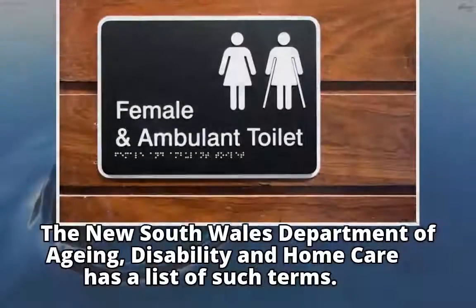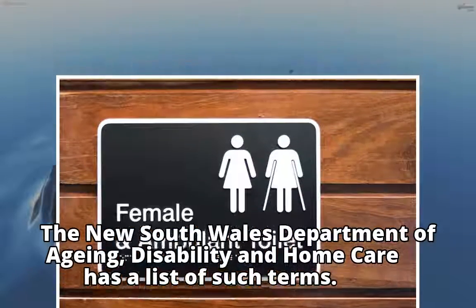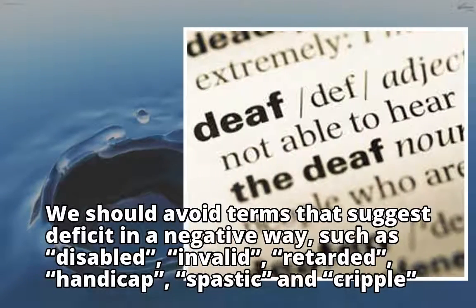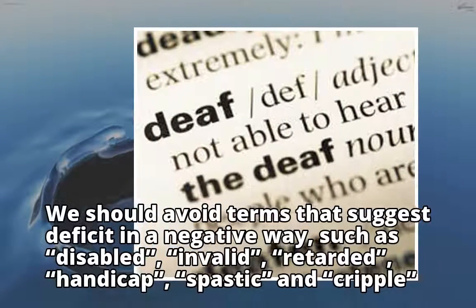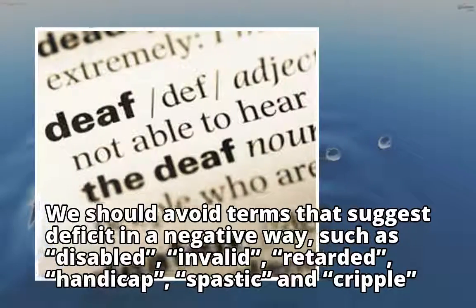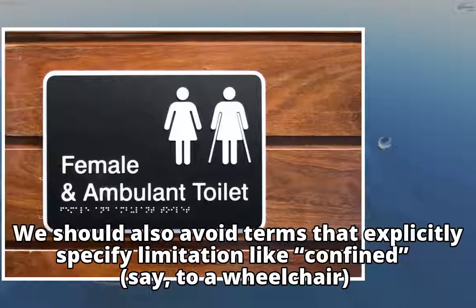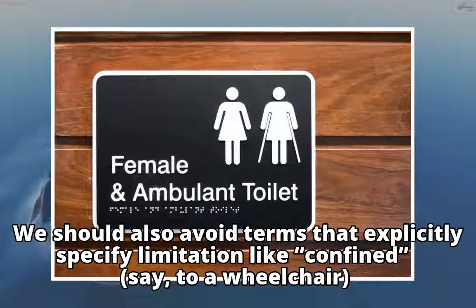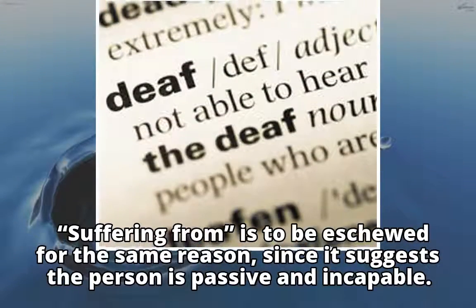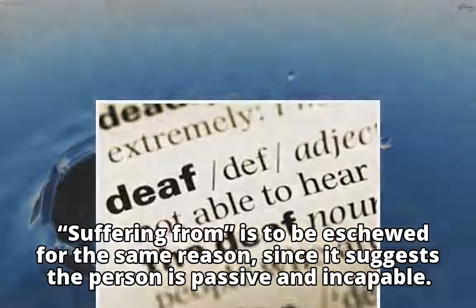The New South Wales Department of Aging, Disability and Home Care has a list of such terms. We should avoid terms that suggest deficit in a negative way, such as disabled, invalid, retarded, handicap, spastic and cripple. We should also avoid terms that explicitly specify a limitation like confined, say, to a wheelchair. Suffering from is to be eschewed for the same reason, since it suggests the person is passive and incapable.